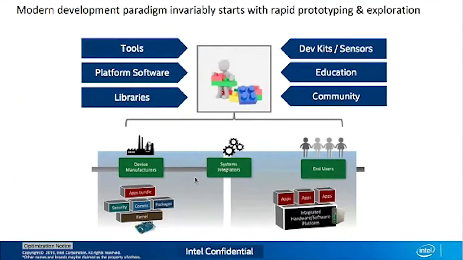This is talking to industrial customers, from NASA to Lockheed Martin. I'm not talking about simple entrepreneurs, I mean a simple solution to prototype. All modern development paradigms nowadays invariably start with rapid prototyping and exploration. So we have device manufacturers, system integrators, end users, and application developers, all coming together inside IoT solution development. We are providing you with tools, software, kits, education through content, support, and community in recognition of that lifecycle, and we are making sure that you have what you need to accelerate it.